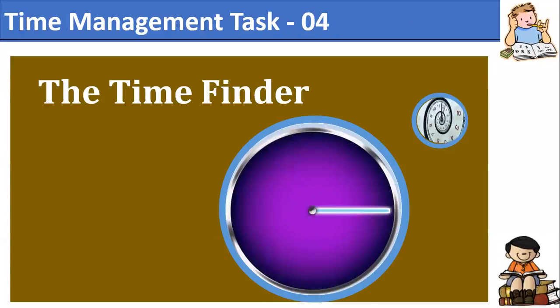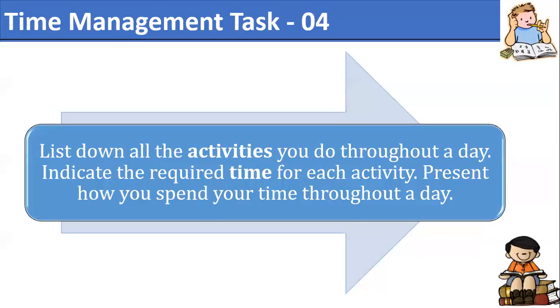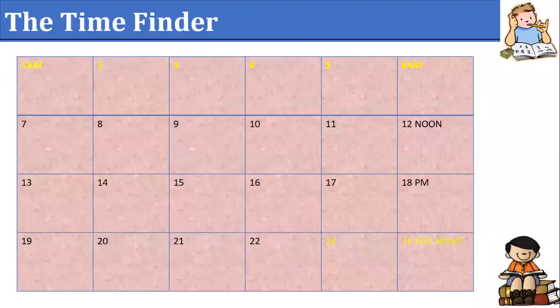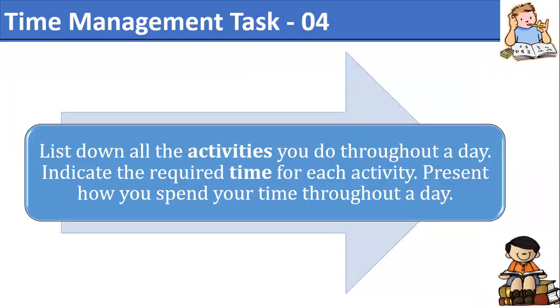Now we are going to find time. We call this activity a time finder. Each square represents 1 hour. We will give you 10 minutes to complete this activity. List down all the activities you do throughout the day, indicate the required time for each activity, and present how you spend your time throughout the day, like a calendar, 24 squares representing 24 hours. I hope you all clearly understand that. If you don't understand, I can repeat it again.